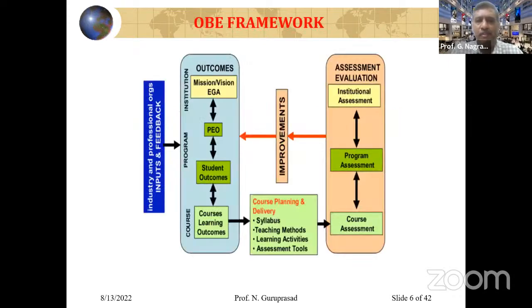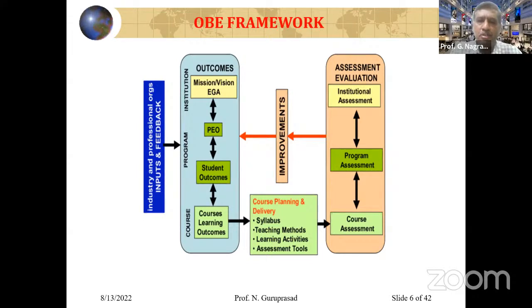Now, this is a simple framework of outcome-based education. The entire scenario of OBE is bundled in this particular framework. At the first initial stage we have the course planning and delivery in terms of syllabus, teaching methodologies, and various forms of assessments. The assessment is done at different levels, at the course level and at the program level.